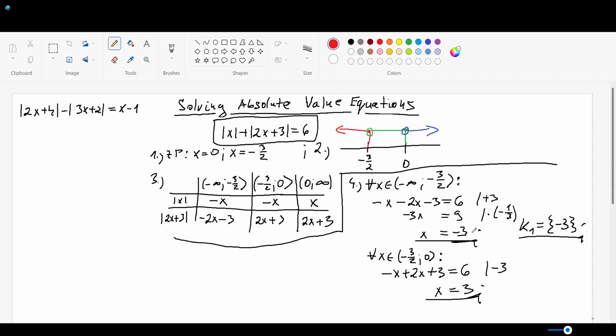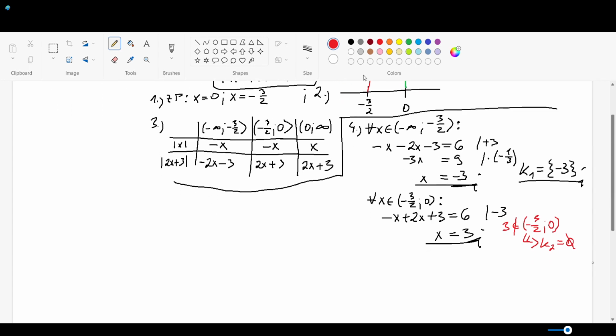And now really comes the thing you have to do. You have to check if number 3 is from this interval, and as you can see, number 3 is not from the interval negative 3 over 2 to 0. That means K2 is equal to the empty set, because number 3 is not from the interval we are calculating with. Okay, so this is it.